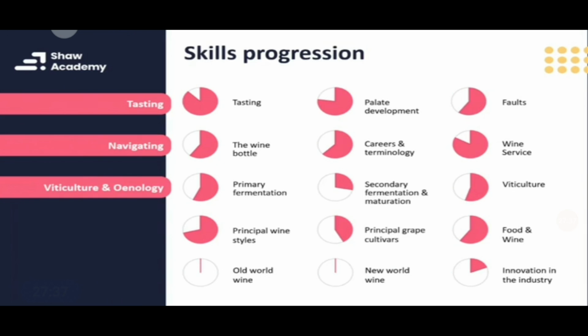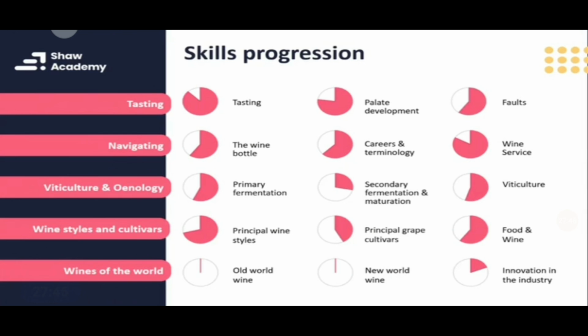The 5 practical skills that we will develop in the wine appreciation course include tasting wines, navigating the bottle, careers and terminology, as well as wine service, primary fermentation, secondary fermentation, and viticulture, which falls under viticulture and enology, wine styles and wine cultivars, as well as wines of the world.